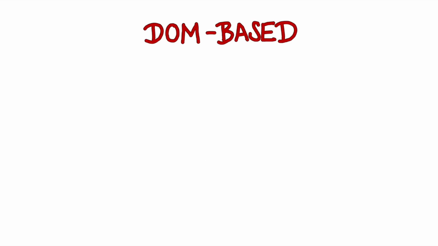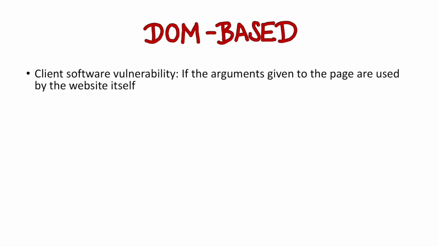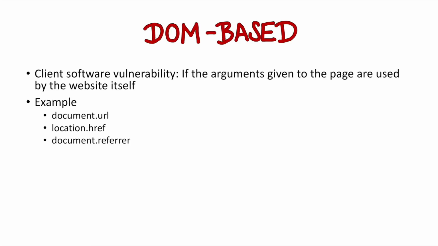The DOM-based method is also called a local attack. This has the reason that the local web browser is tricked into executing JavaScript. If the arguments given to a page are used on the same page, an attacker could easily trick the browser to execute JavaScript. If you use, for example, JavaScript objects like document URL, location href, and document referrer for the processing of your code, an attacker can inject his own JavaScript code.